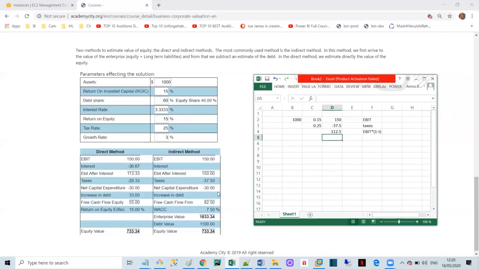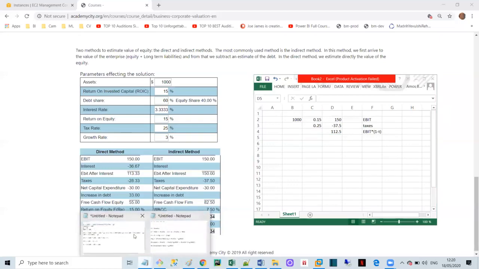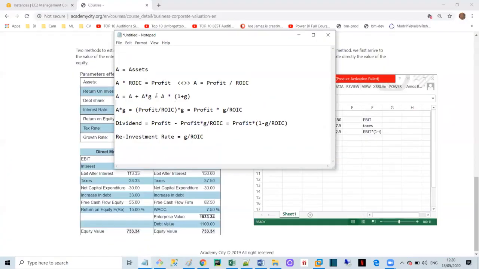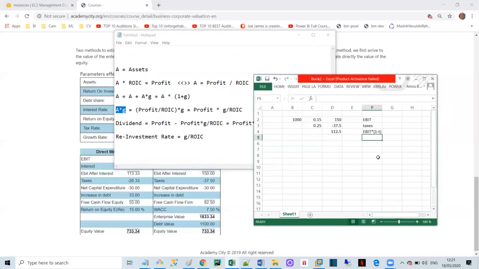What is this 30? It's like what we had here as G times A. G times A is really the amount that I have to reinvest, okay? There are two ways to do it. We can calculate it this way, or in a simple way. The simplest way is A times G, which we usually call capital expenditure.